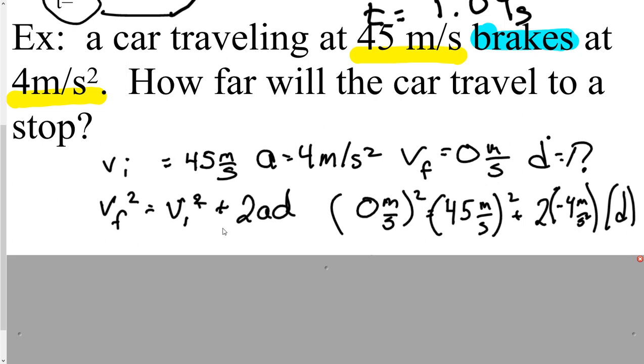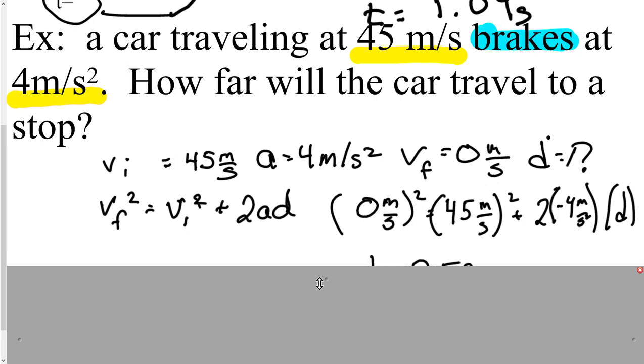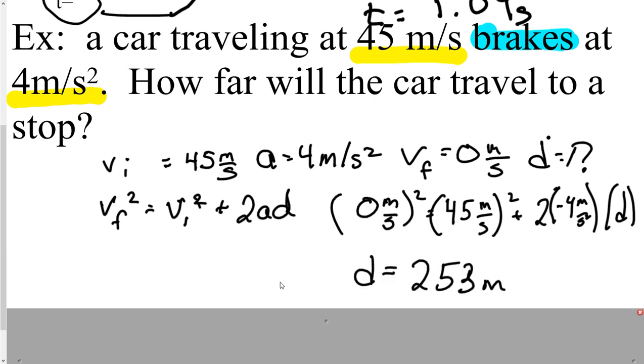Now the trick in this one, you know how I like to put tricks in, is it's braking. So 0 meters per second squared equals 45 meters per second squared plus 2 times negative 4 meters per second squared D. It had to be negative because we're decelerating. Solve, and we get D is equal to 253 meters. All right, try our next one.